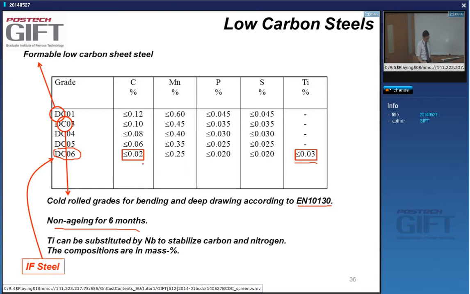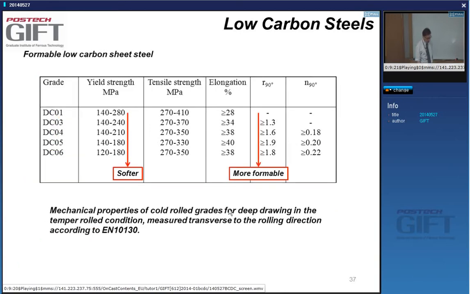And again, titanium, usually indicated in these standards, can be substituted by niobium to stabilize carbon and nitrogen. Usually, you will actually see a combination of titanium and niobium.